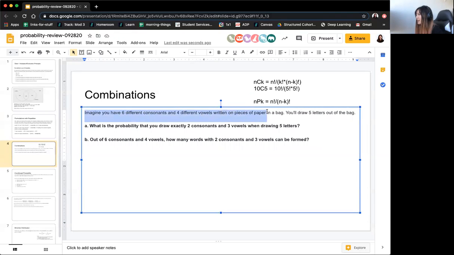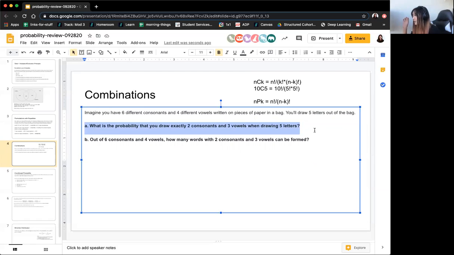Here you have 6 different consonants and 4 different vowels written on pieces of paper in a bag. And the idea here is you're going to draw 5 letters out of the bag. The first question is asking, what is the probability that you draw exactly 2 consonants and 3 vowels when drawing 5 letters? Here we actually have to set up both the denominator and the numerator, because your sample space is drawing 5 letters, and your event space is drawing exactly 2 consonants and 3 vowels. So we need to do both of those parts.